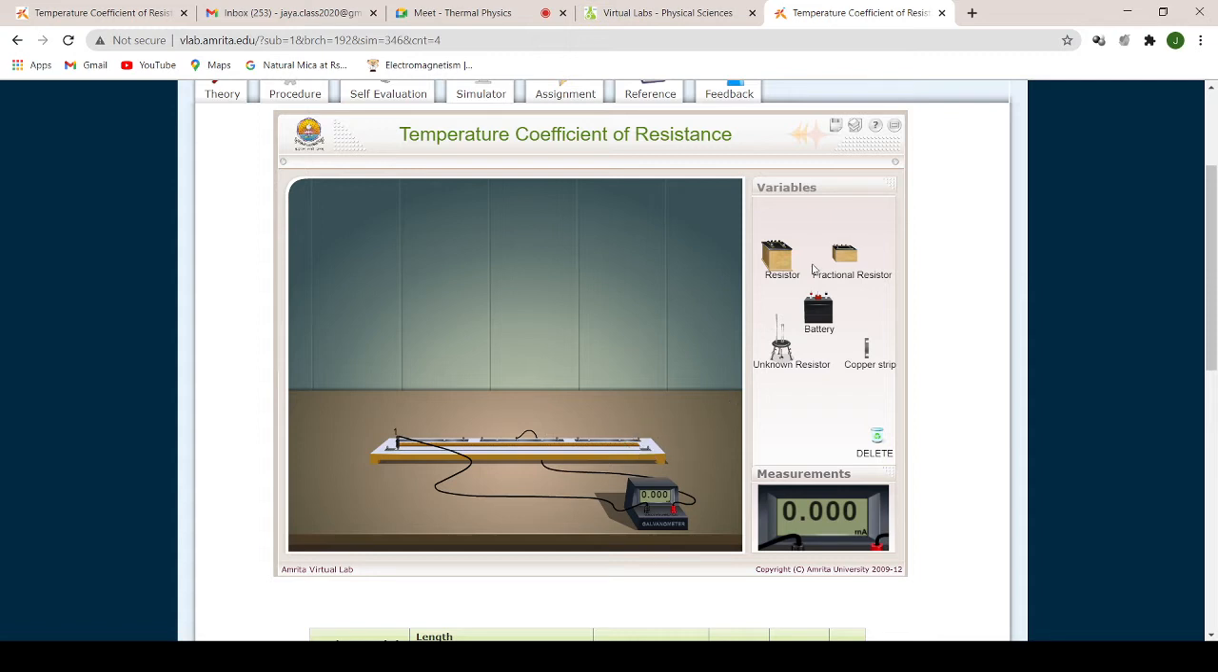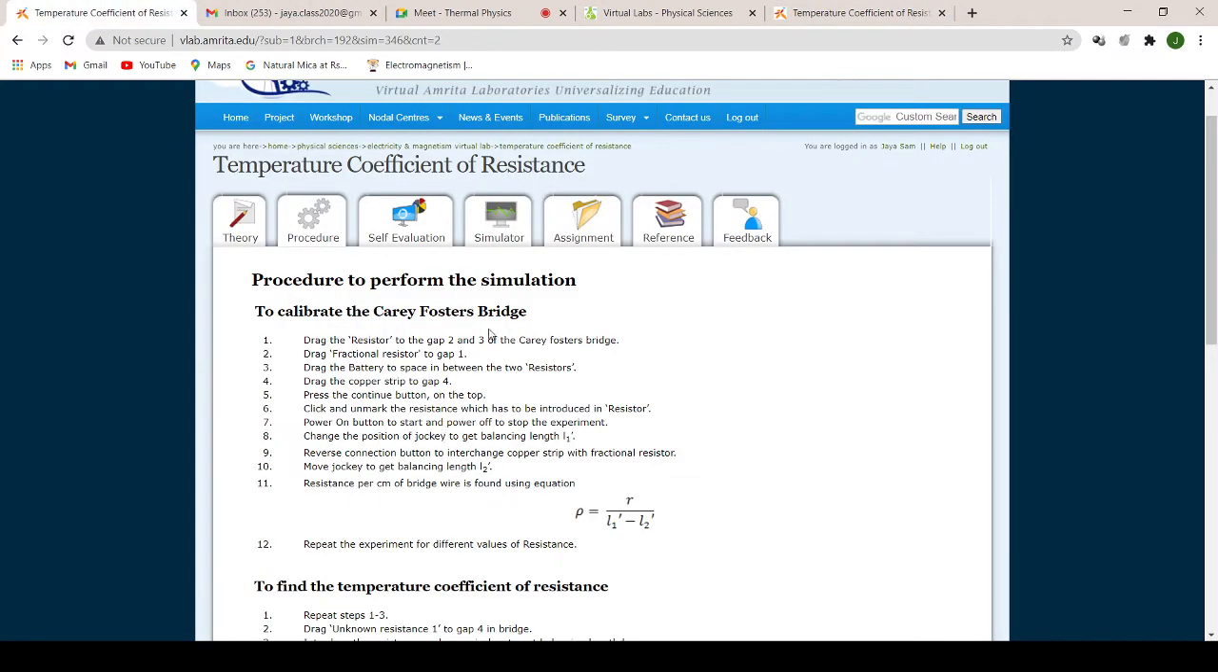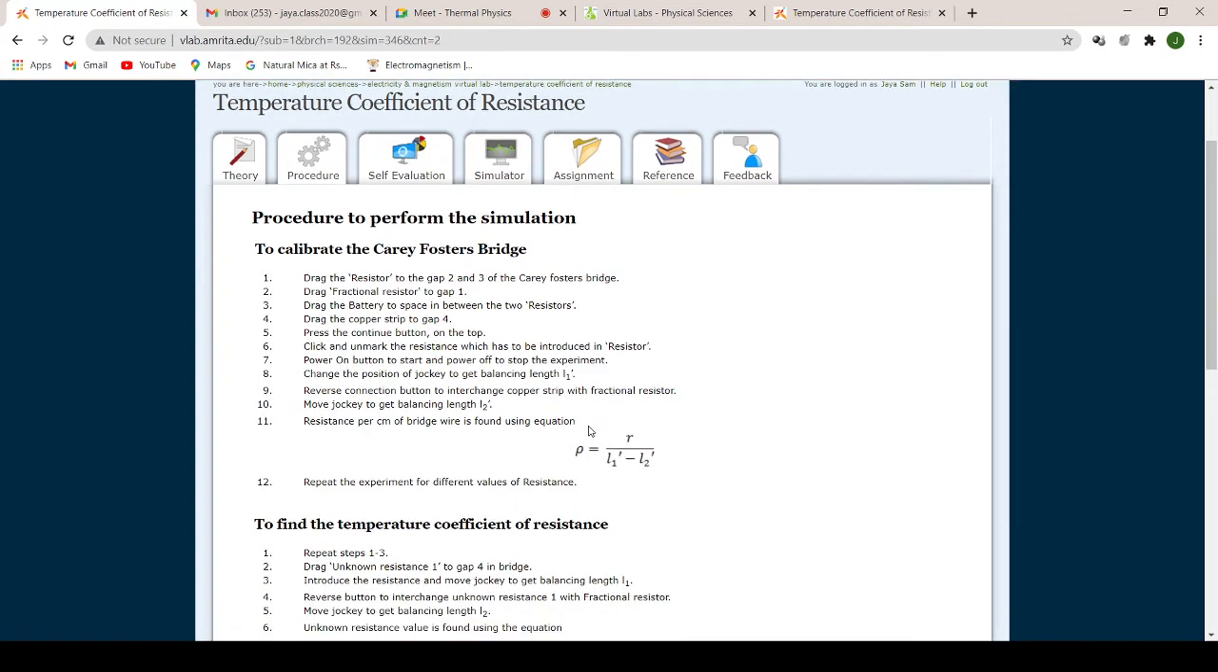So you have to make the connections, either resistor, battery or whatever, in these slots that are given to you. Okay. So if you look at the procedure, I hope you are able to see the procedure. I have just put it on the screen. Can you see? Yes, ma'am.